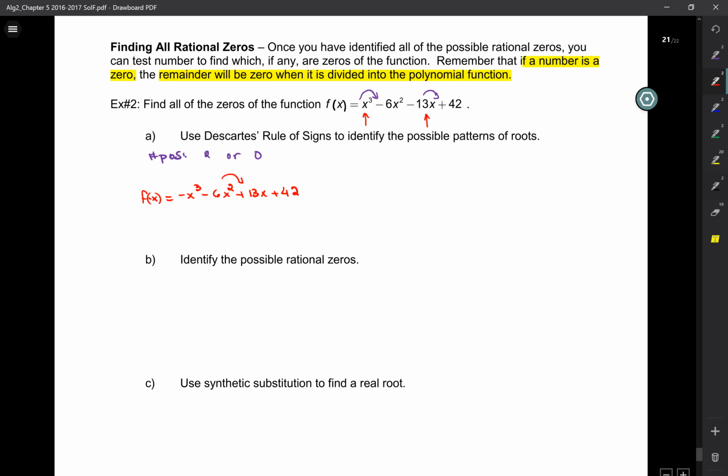Okay, so here this is saying use synthetic substitution to find a real root, which we now found. So x equals -3 is a root. Now it says to examine the depressed polynomial to find the remaining zeros. From this, if the -3 is a 0, then what's a factor? X plus 3 is a factor. And this gives me the depressed polynomial.